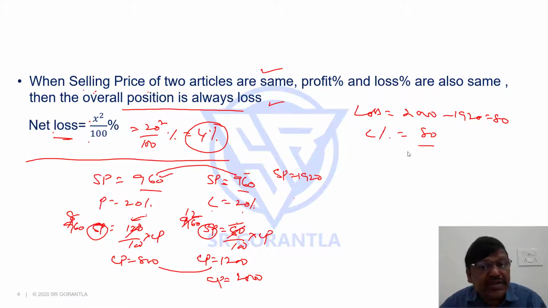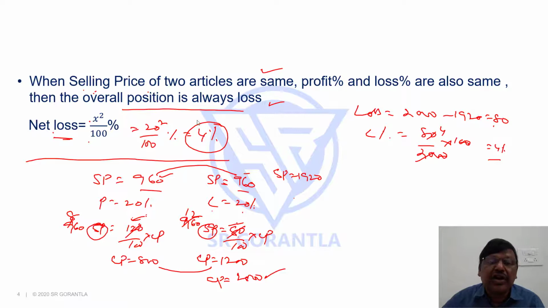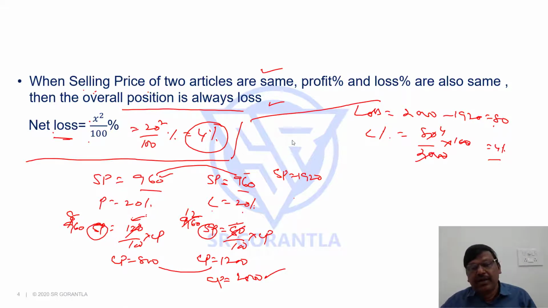Loss or profit is always on cost price. 80 rupees is the loss on total cost price of 2000. Percentage means into 100: 4% is the loss, I can say. If this is the shortcut, and if you don't remember the shortcut, you can always solve the problem like this. But now let me tell you why it is always a loss.